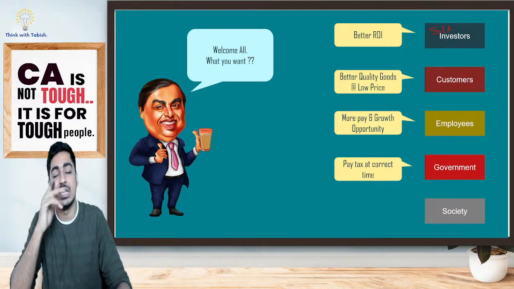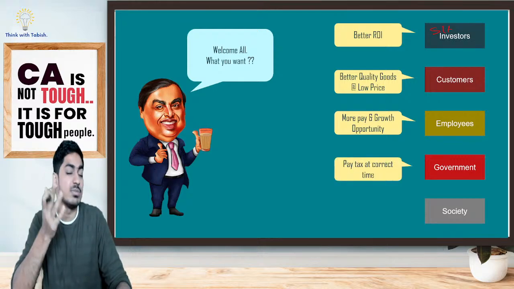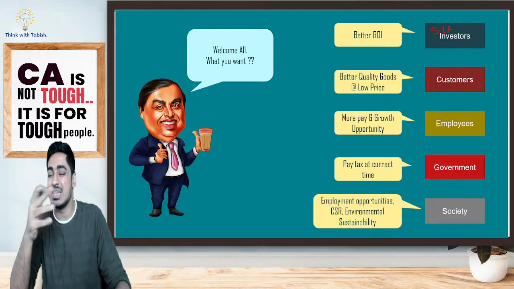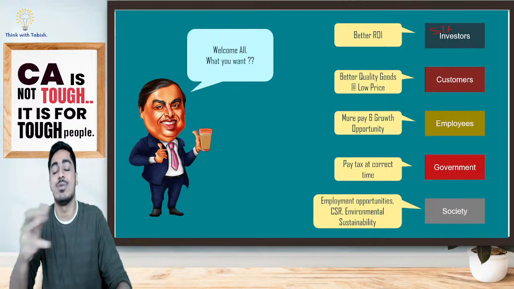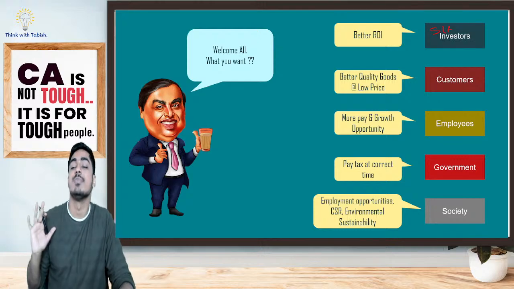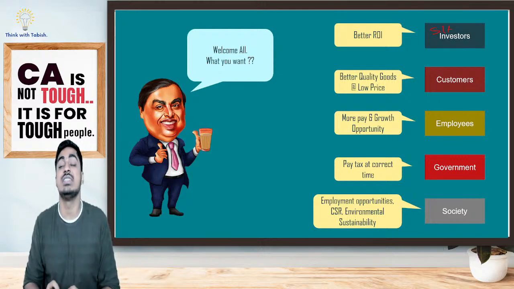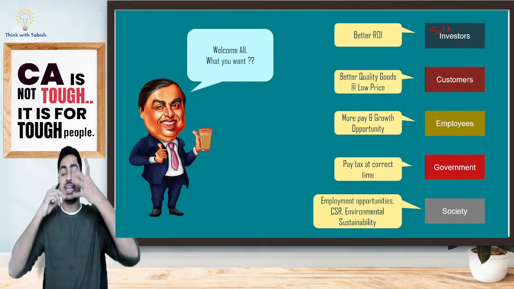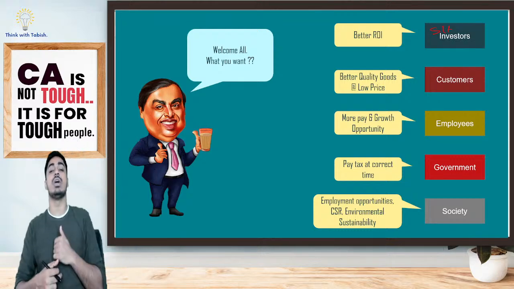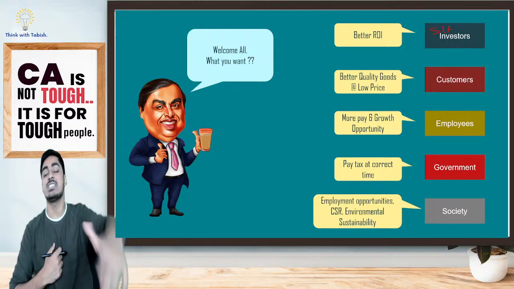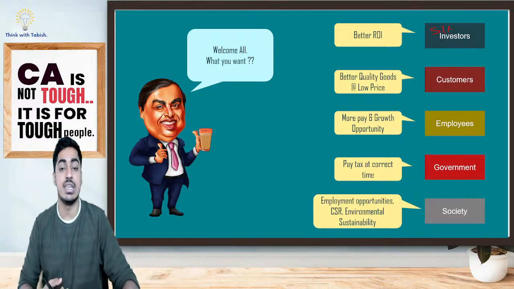Government, what do you want? The government says, pay taxes properly and on time. Fine. Society, what do you want? Employment opportunities, don't harm the environment, et cetera. He says, fine. So where do I begin? I begin with stakeholder satisfaction. I identify what my stakeholders want and I will try to satisfy them. Is it clear, everyone?